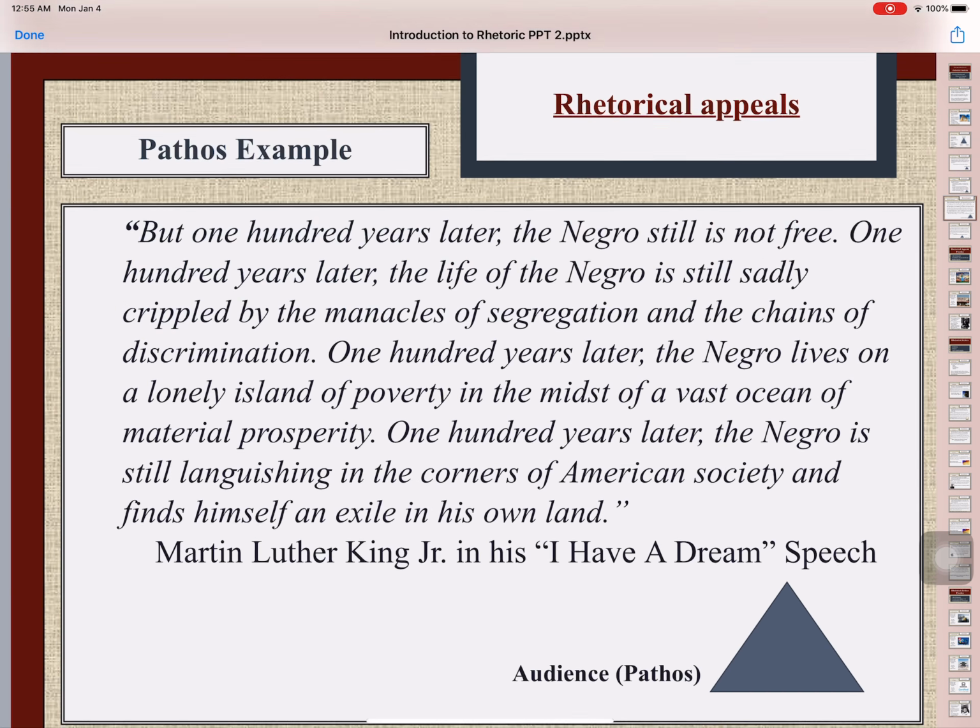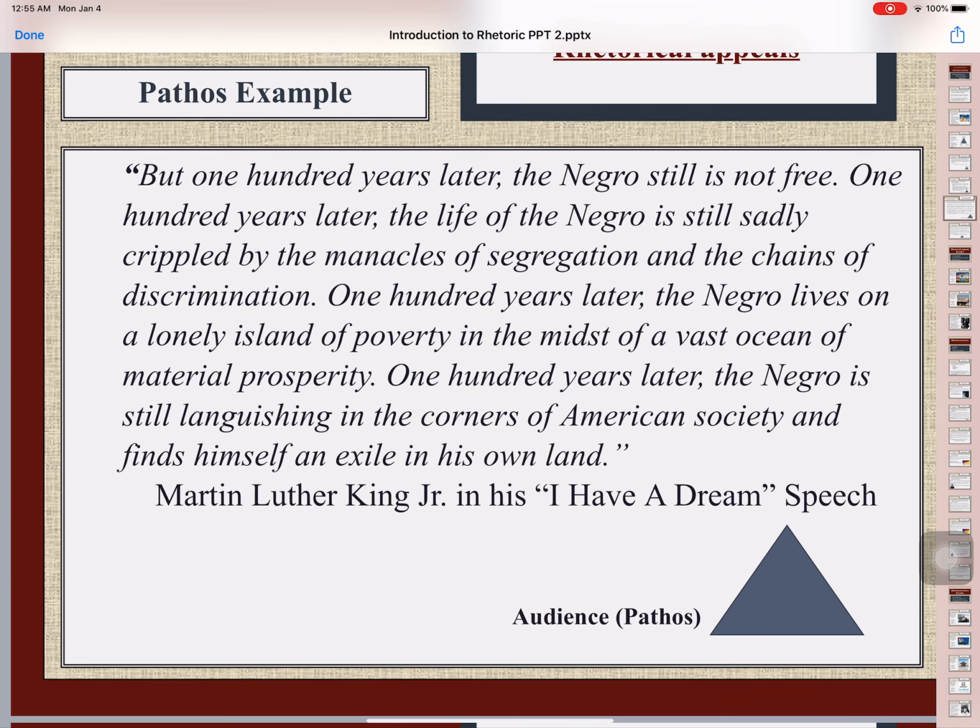Here's an example. I love examples of a moment of pathos from Dr. Martin Luther King Jr. in his I Have a Dream speech. If you haven't listened to that thing all the way through, man, goosebumps for days. Here we go. Stark contrast, emotion.